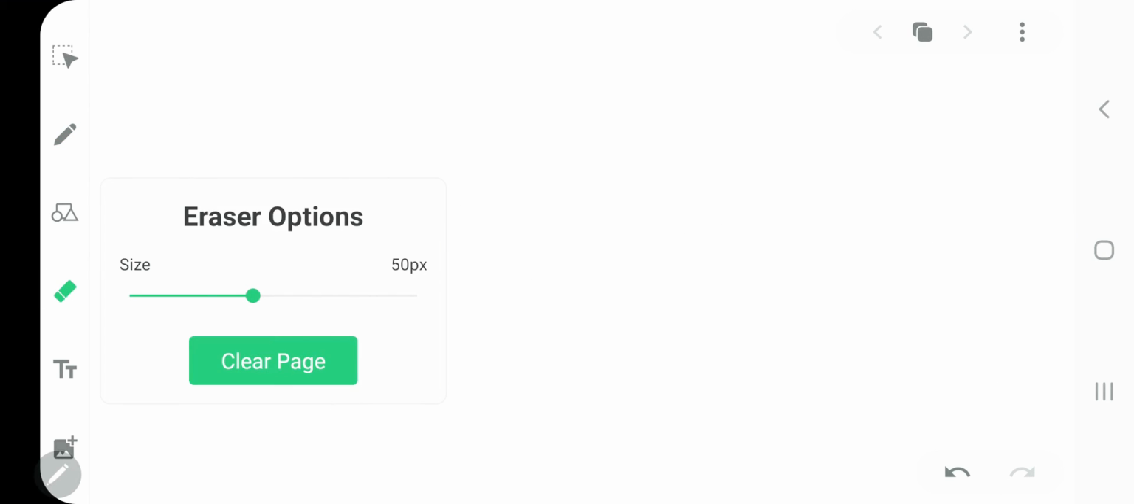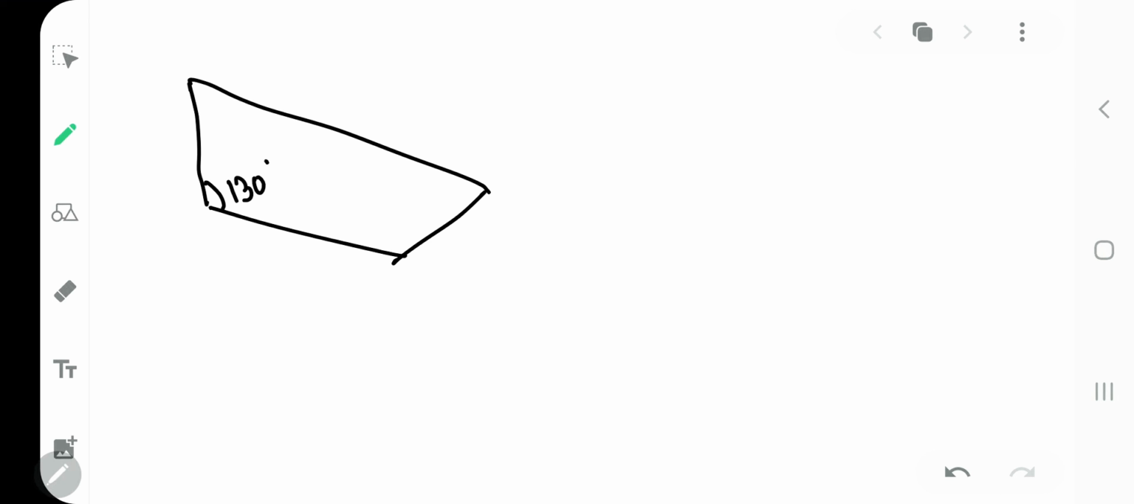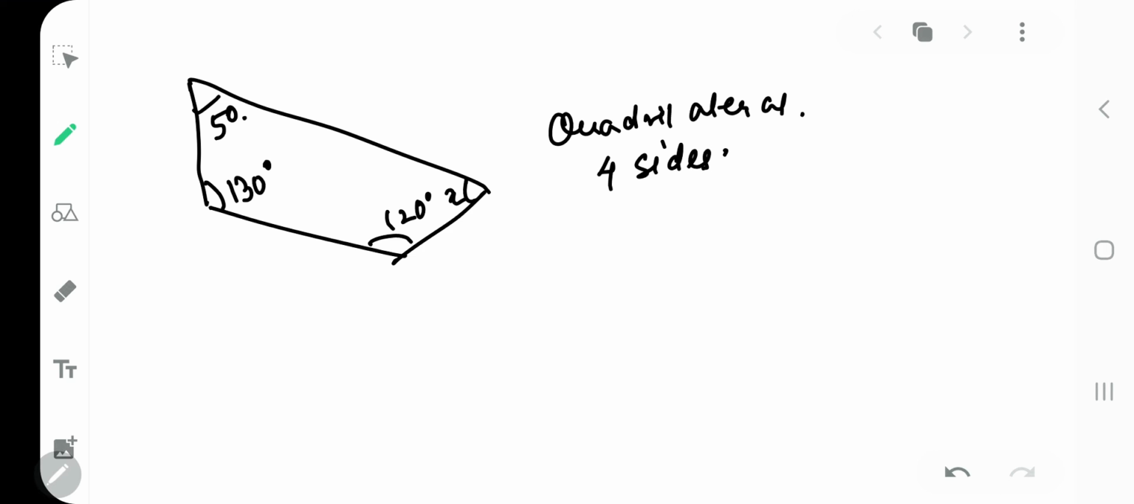Next we have to find the angle measure x in the figure. So let's see what the figure is about. It goes something like this. This is 130, this is 120, this is x, and this is 50. My dear kids, this is a quadrilateral. And a quadrilateral has 4 sides.